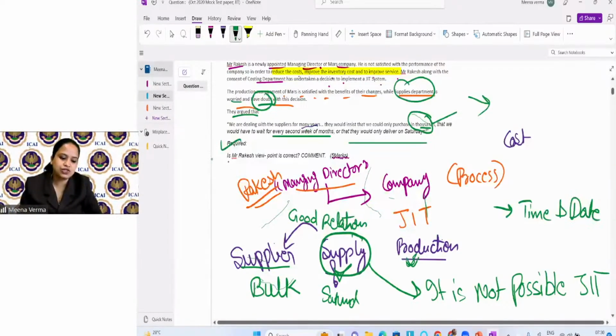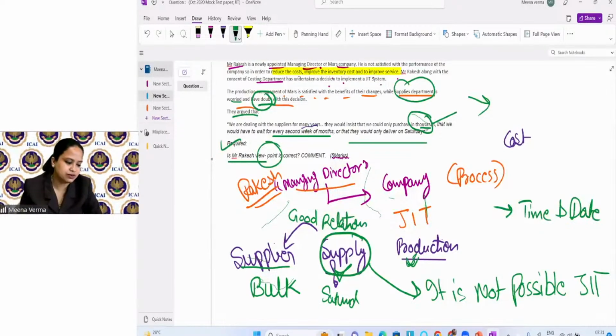What is the requirement of the question? Is Mr. Rakesh's viewpoint correct? Means, is it possible to implement just-in-time system? Now you people can answer.